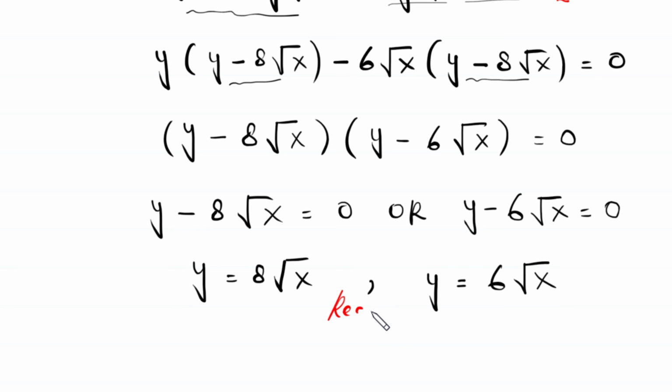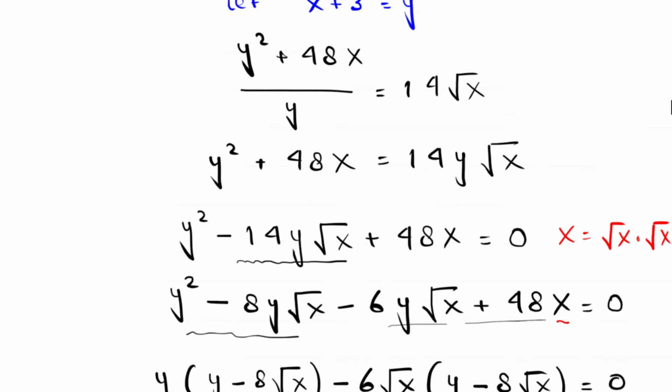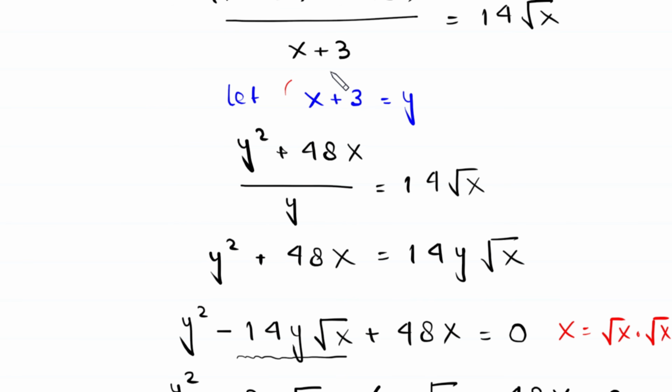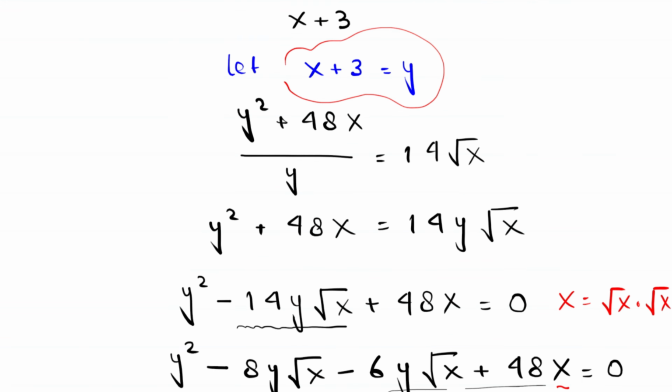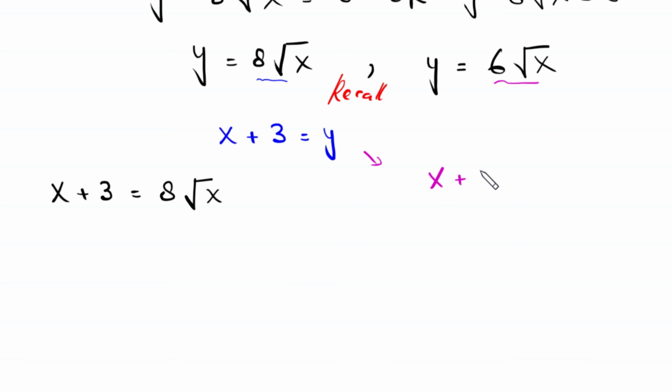And recall that we have supposed that x plus 3 is equal to y. So when y is 8 times root x, then this will become x plus 3 equal to 8 times root x. And when y is 6 times root x, then this will become x plus 3 equal to 6 times root x.